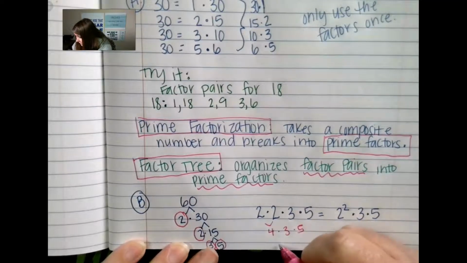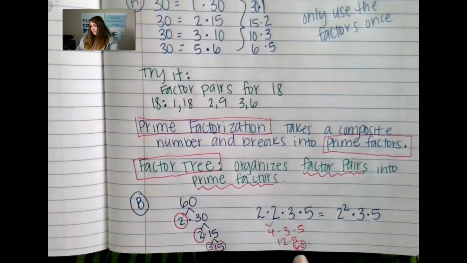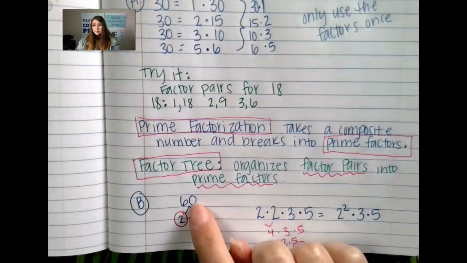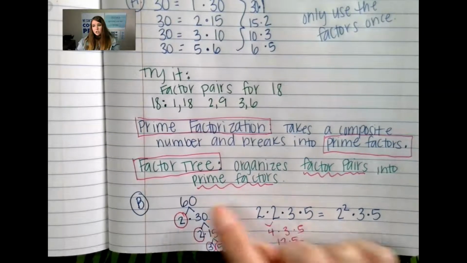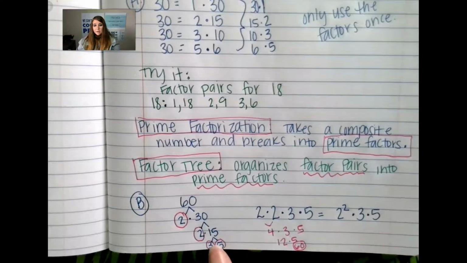4 times 3, that's 12. 12 times 5, that's 60. It's like you've just created the order of operations, but in reverse. So prime factorization is taking the composite number and breaking it into its prime factors using a factor tree.